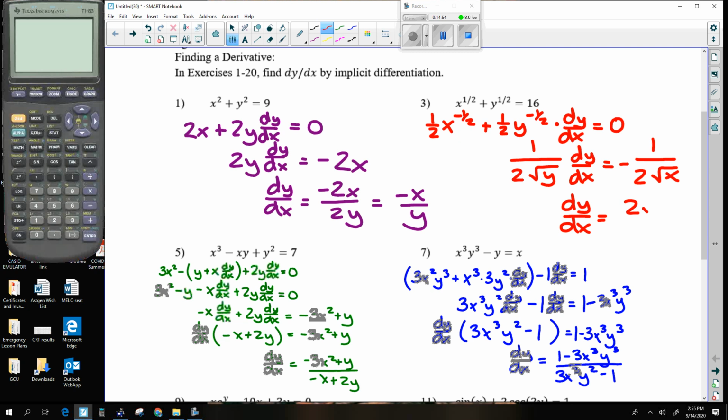So this would be 2 square root y on top of a negative that is already there, 2 square root x. So this is what? Negative root y over root x. Negative root y over root x.